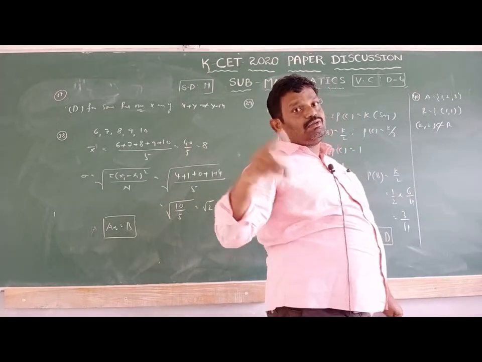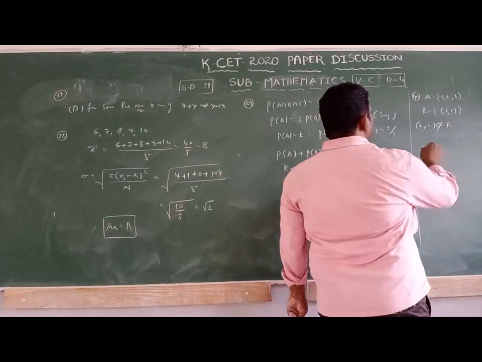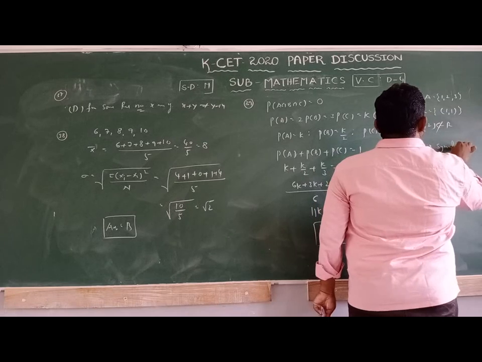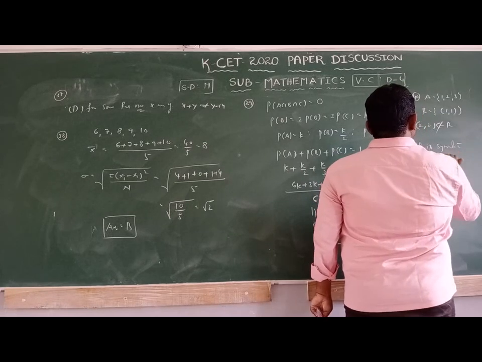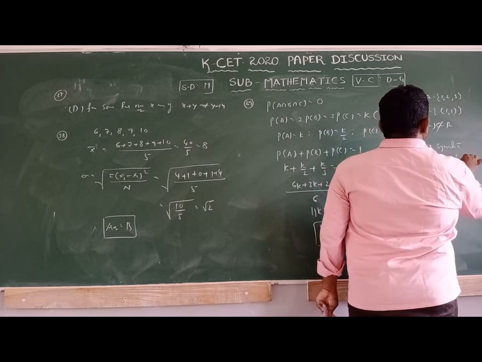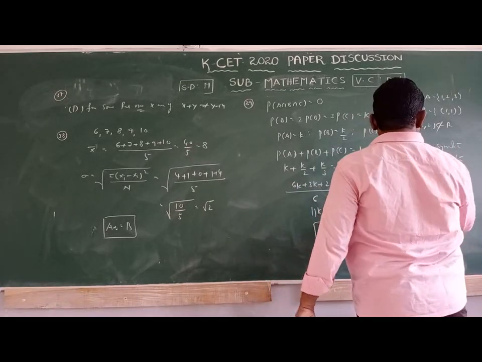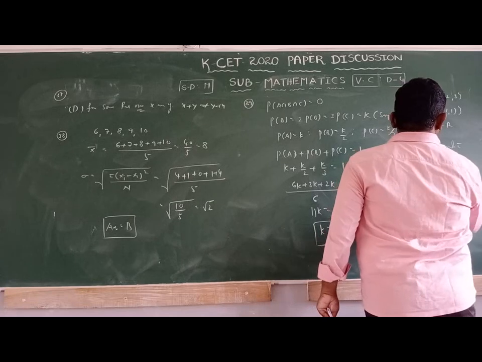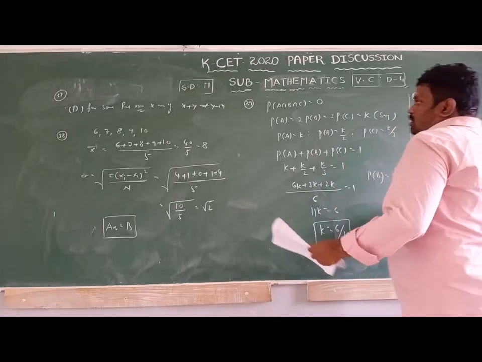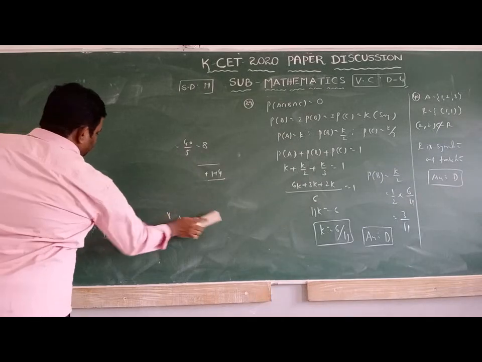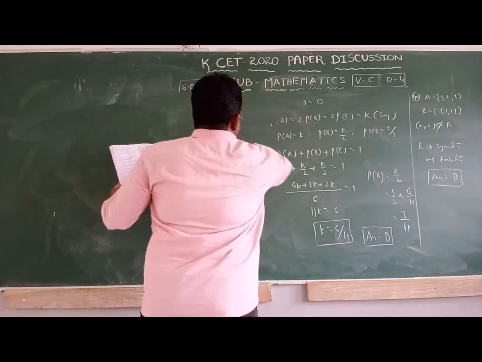Transitive also, (1,1), (1,1) there means finally R is symmetric and transitive. So which option is correct? Symmetric and transitive. Answer is D option. Option D is a correct option. Okay? So question 40 is over.